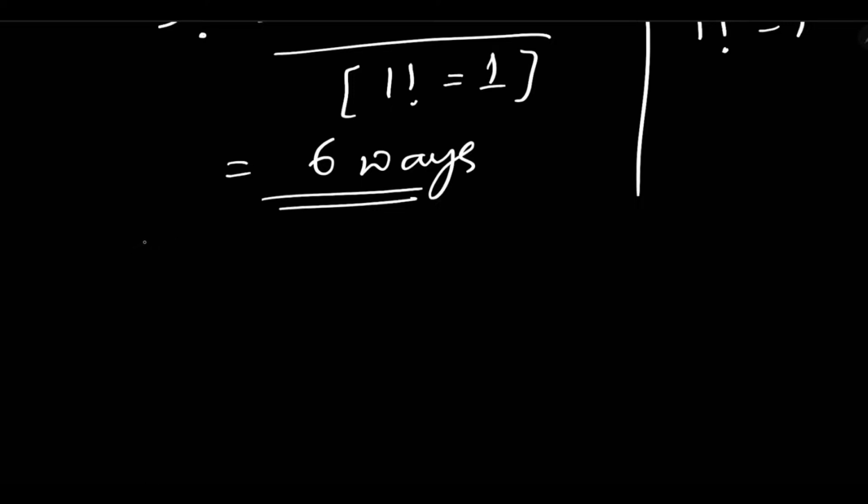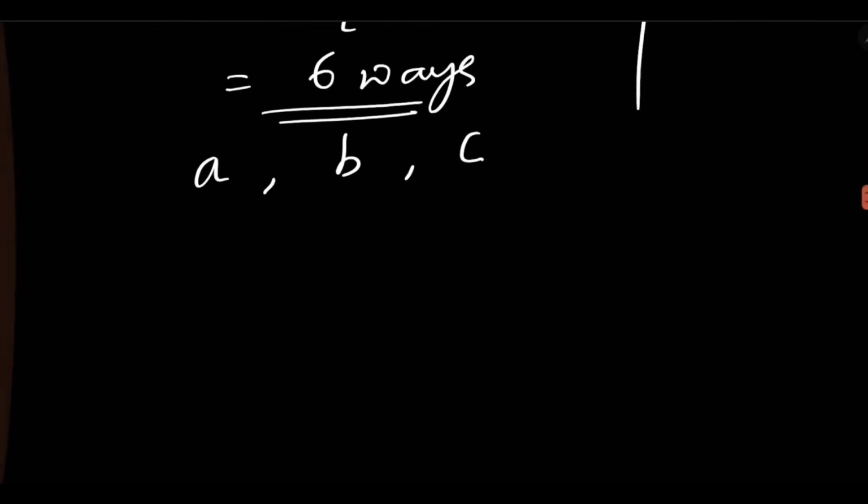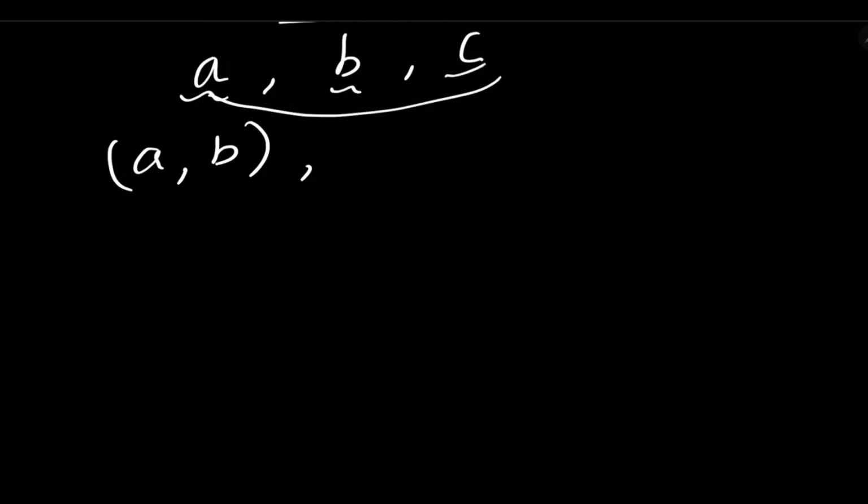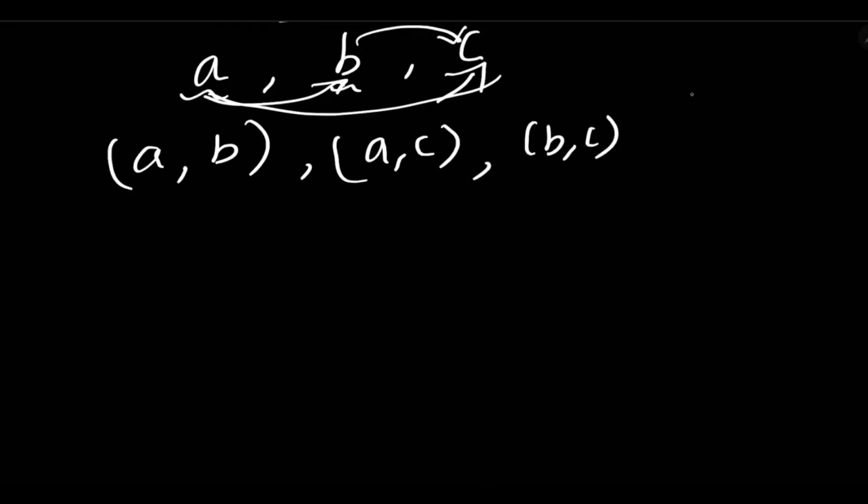Okay, so you have 3 items, A, B and C. Here you can take A and B together, one set. Then you can take A and C. So A with B and A with C. Then B with C.